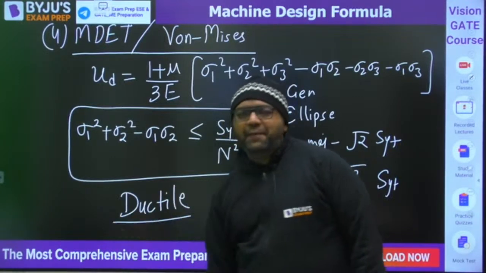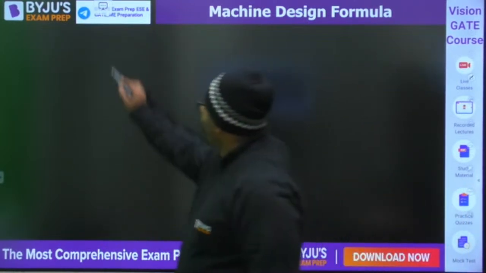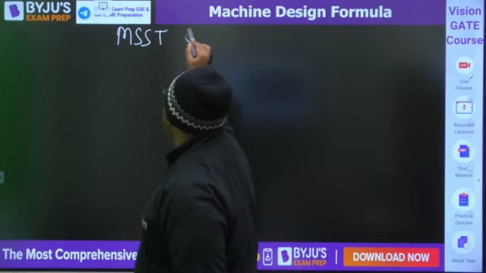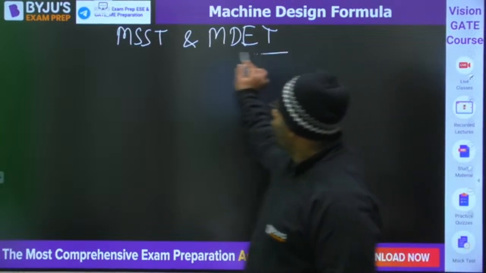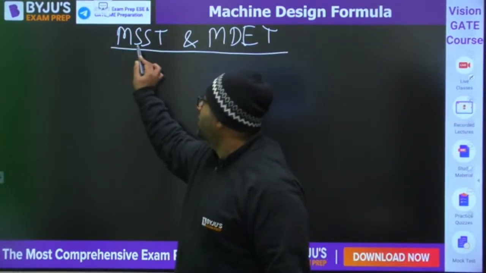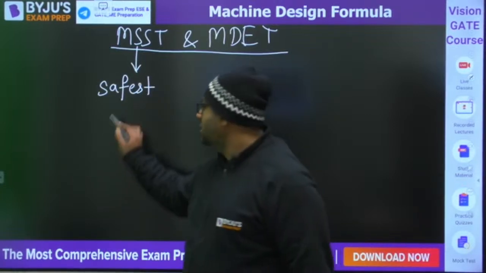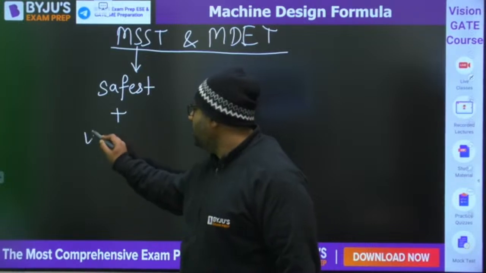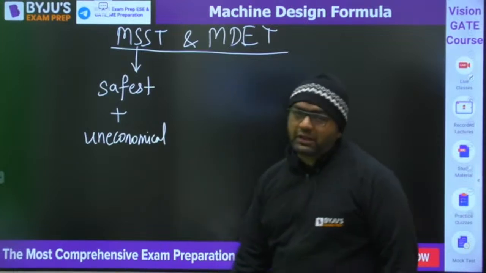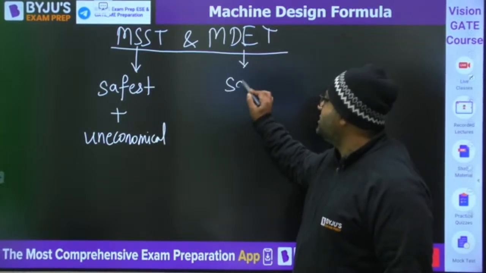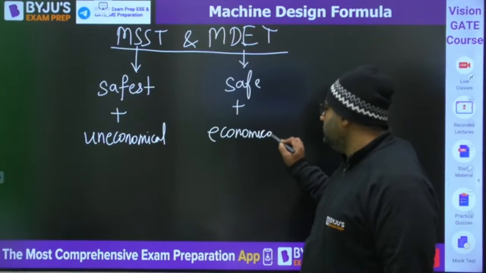If you are going to compare MSST and MDET, then you know there is a difference: both are utilized for ductile materials. When we compare them, MSST is said to be the safest, but an uneconomical theory of failure. Whereas MDET is found to be not the safest but safe, and economical.